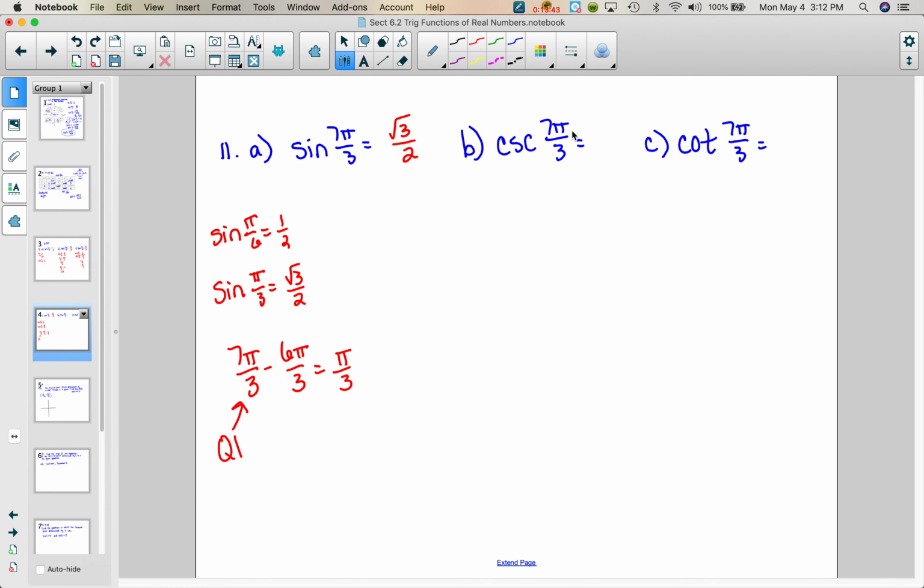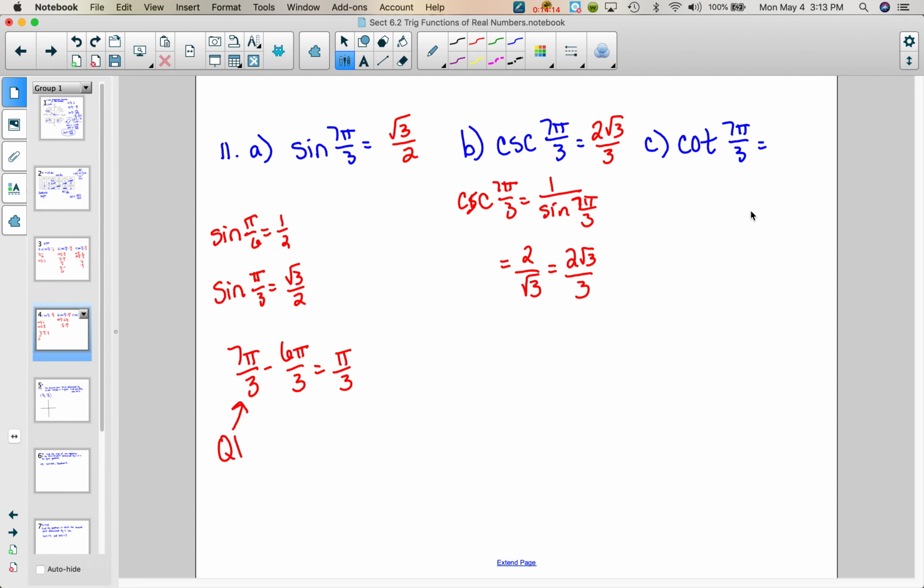Cosecant of 7 pi over 3. Well, cosecant of 7 pi over 3 is 1 over sine of 7 pi over 3. So it is just the reciprocal of what we just did. So it's 2 over root 3. I'm all right with you leaving that, but if I rationalize it, I get 2 root 3 over 3. And it's going to be positive because sine was positive, so they both will be.